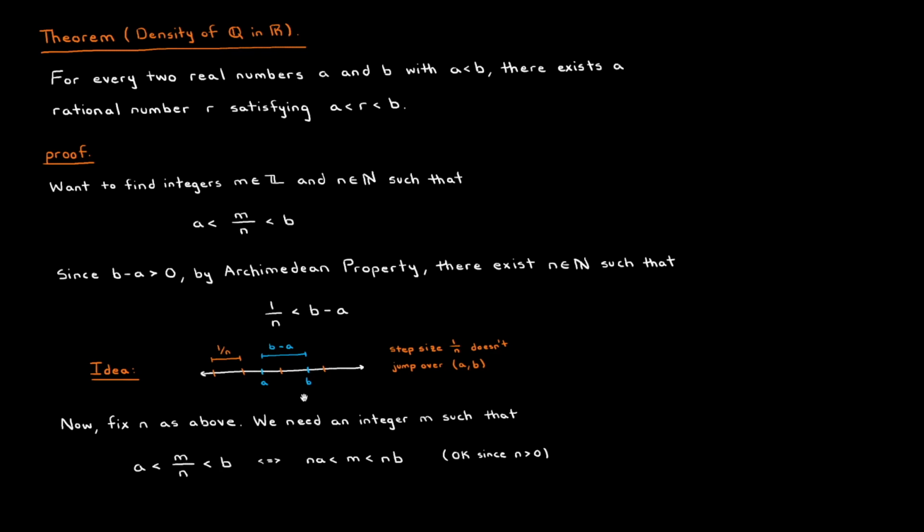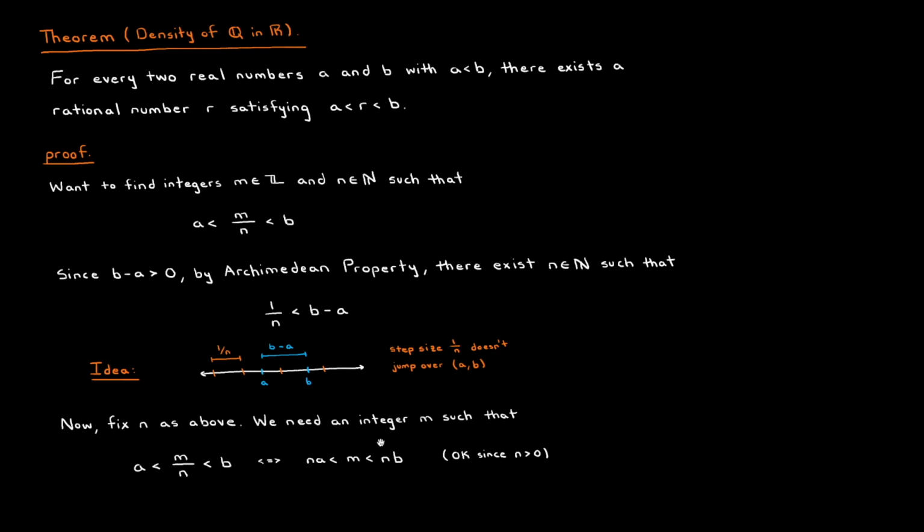If you consider the following diagram where we have the points a and b labeled in blue, what we would like to do is pick a rational number in this interval. By choosing the quantity 1 over n small enough, specifically smaller than the length b minus a, it ensures that we can never overstep the interval ab. You can see our step sizes are strictly smaller and eventually we will end up landing within the interval. So now with n fixed, we're done half the battle.